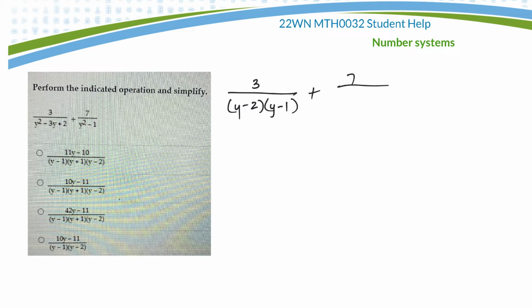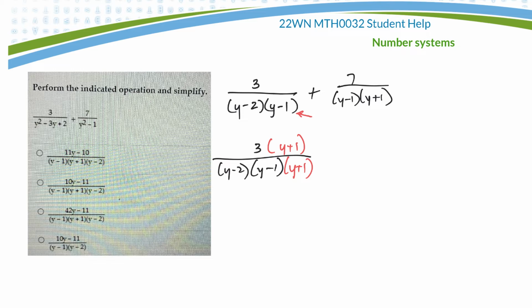Plus 7 over, that's a difference of squares, so y minus 1, y plus 1. So the common denominator is y minus 2, y minus 1, y plus 1. So let's change each of them. So I'll have y minus 2, y minus 1. That's what I have already. And then I also need a y plus 1. But I didn't have that originally up here, so I also need to include it on the top.